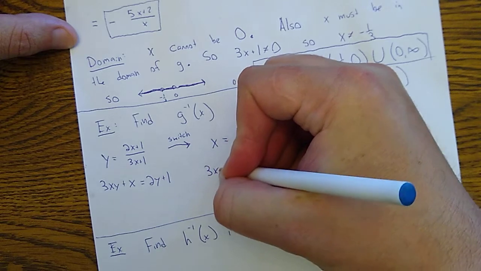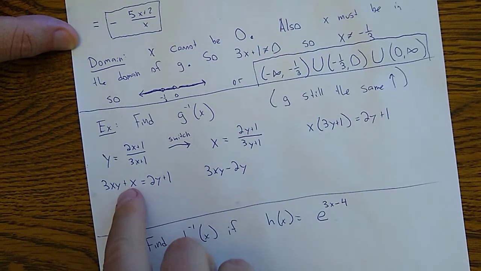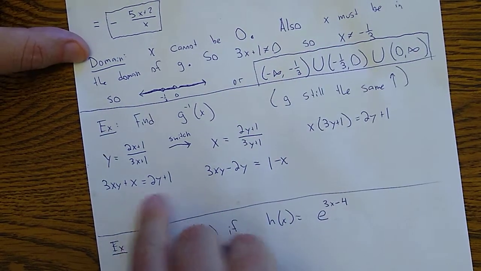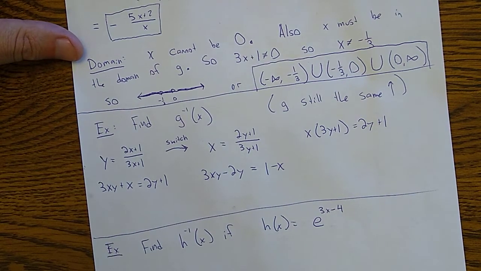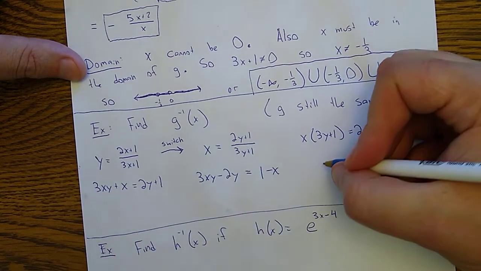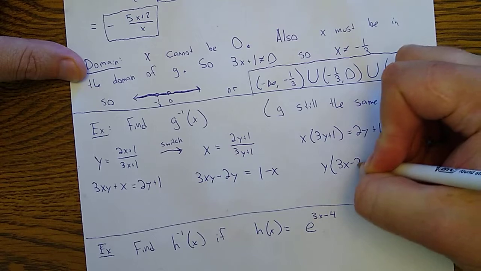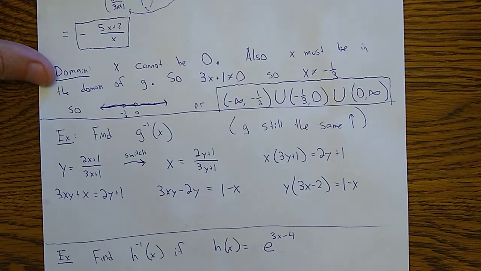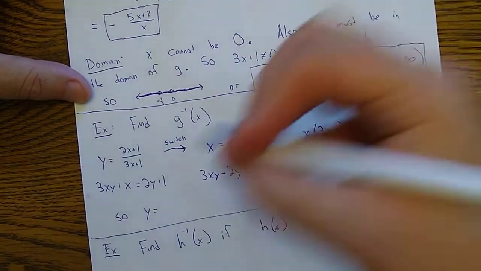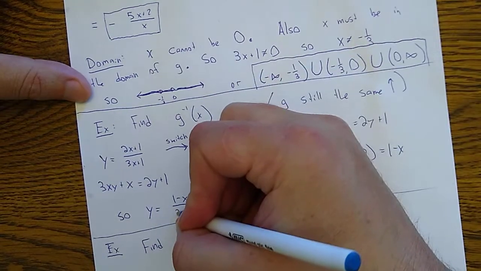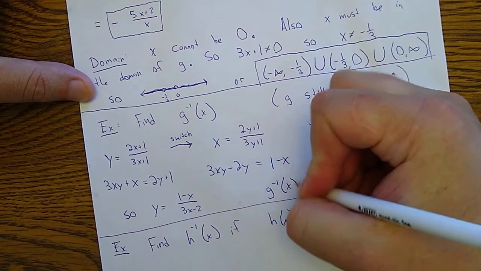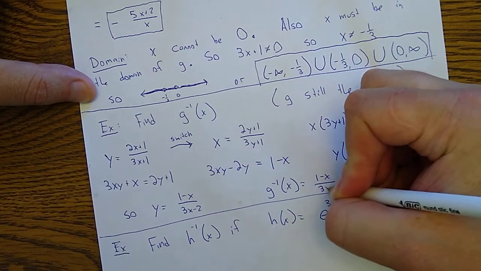I'm going to say 3xy minus 2y, because this turns into a negative when I move it over here, and that equals 1 minus x, because this x becomes negative when I move it. Okay, so now I have all the y's on the left. What I'm going to do is factor y out. And then finally I divide by this thing. And this is the inverse. G inverse of x is 1 minus x over 3x minus 2.